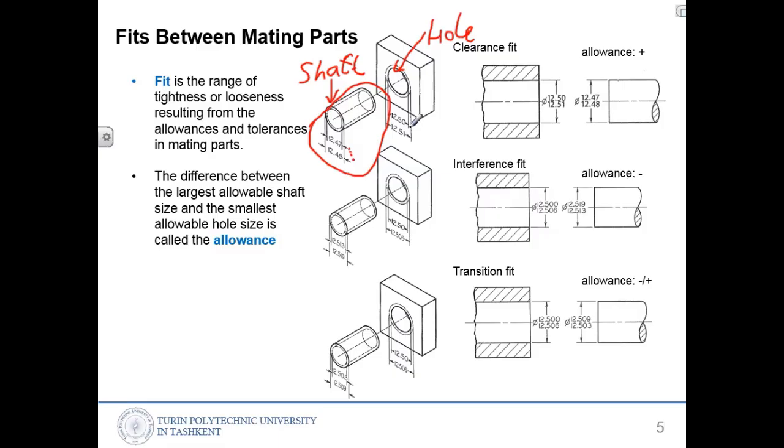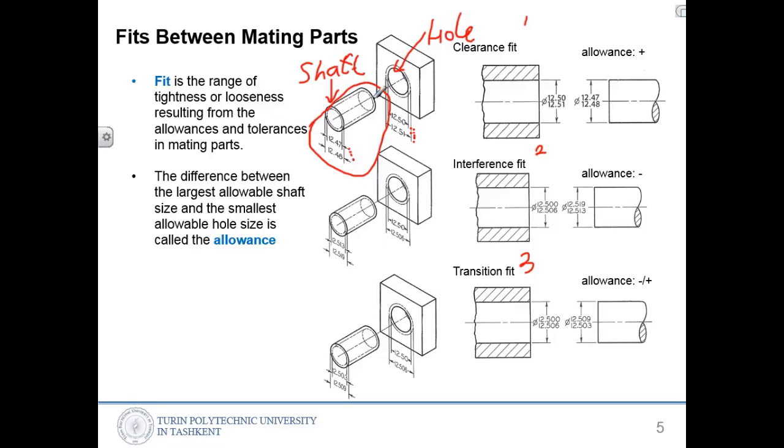And in between, the dimensions. So based on this dimension, the tolerances vary. There are 3 types. The first type is clearance fit, the second is interference fit, and the third is transition fit. What's the difference? Let's see the definition of fit. Fit is the range of tightness or looseness.